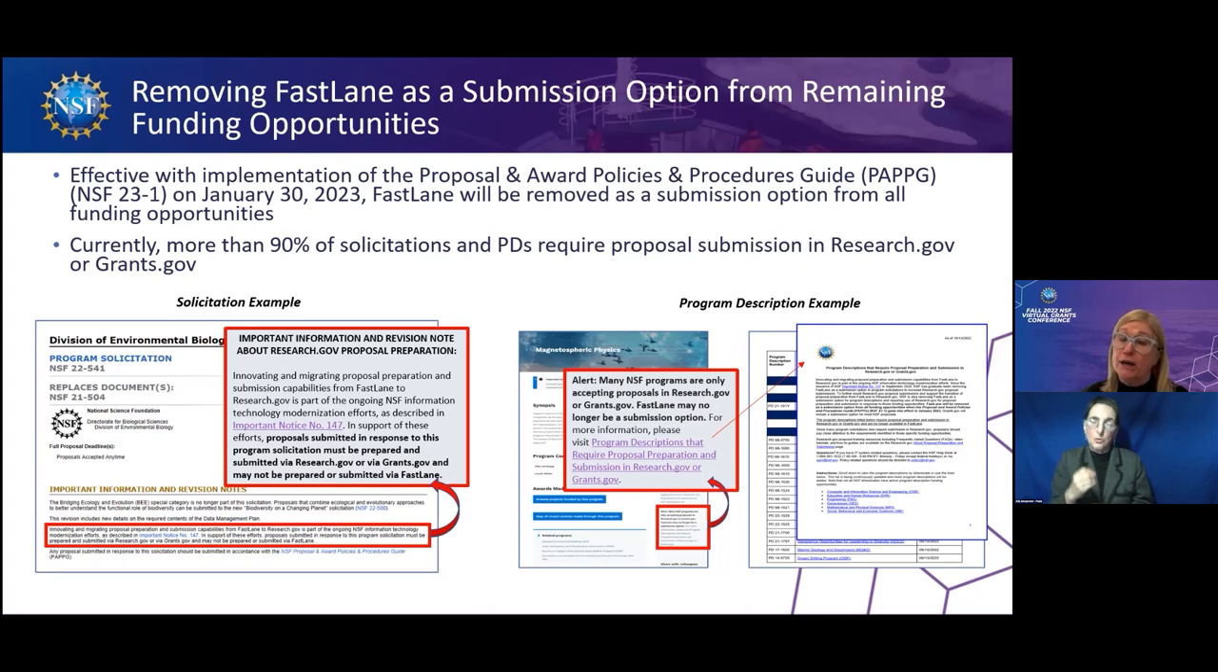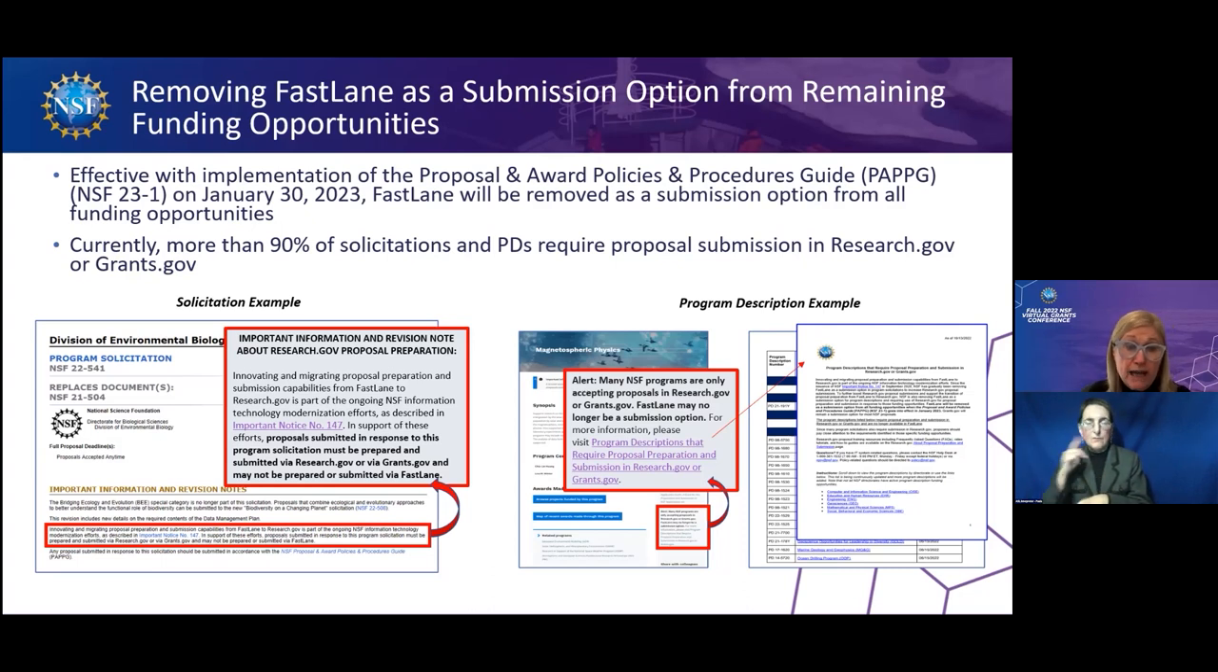At this point, more than 90% of our solicitations and program descriptions already require proposal submission in research.gov or grants.gov. Grants.gov does continue to be an option. So we have been preparing the community for some time. And so we believe that based on these requirements to mandate its use, you all are already using the system and are prepared for its use.